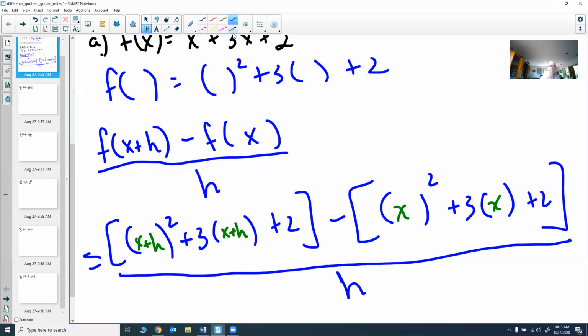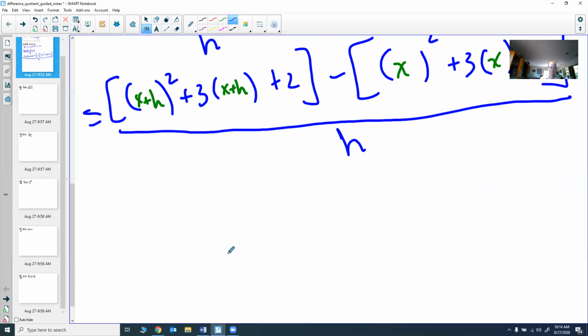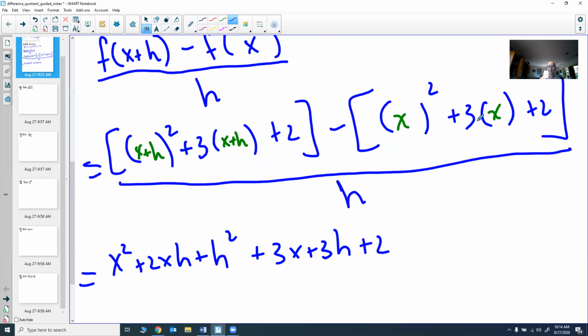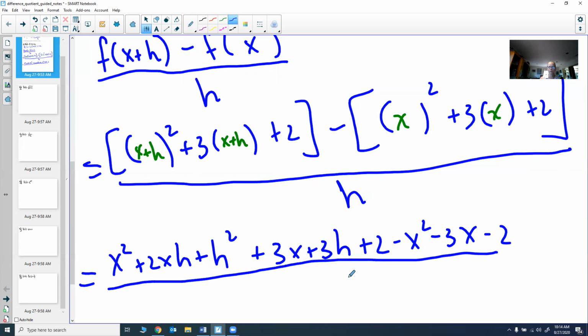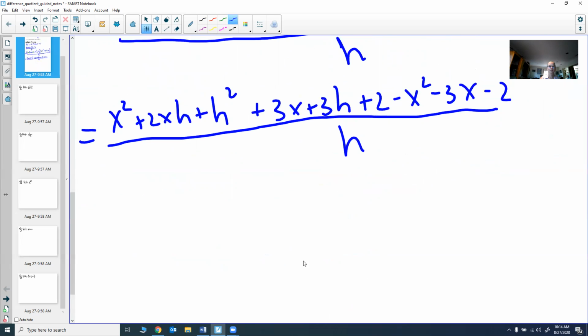And now it's just doing some algebra to simplify this. So let's go do some algebra. I notice I have x plus h squared, so that would be x squared plus 2xh plus h squared when I multiply that out, plus 3x plus 3h plus 2. And then subtracting off x squared plus 3x plus 2. So remember, all the signs get changed. It'll be minus x squared minus 3x minus 2. Again, all of it over h. You haven't done anything with the h yet, so don't lose it. That sometimes happens.